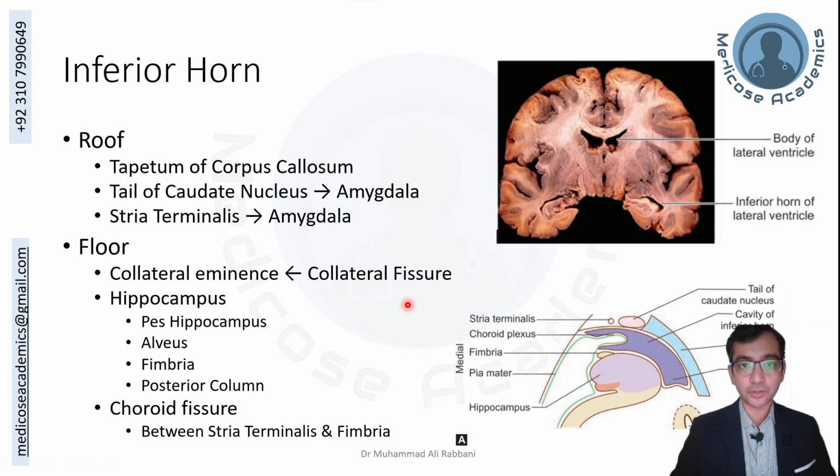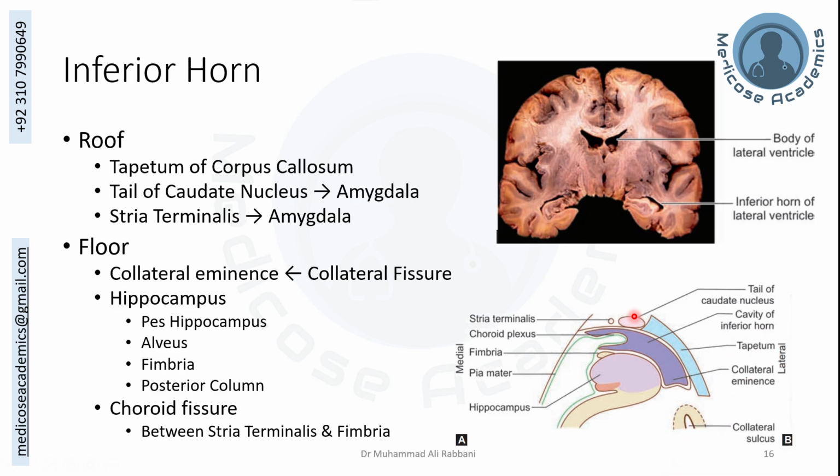So the tapetum of corpus callosum will be in the roof. On the medial aspect of the tapetum, you will see the tail of the caudate nucleus, and the tail of the caudate nucleus will go ahead and ultimately terminate at the level of the amygdaloid nucleus. And on the medial aspect of the tail of the caudate nucleus, you will see the stria terminalis. These are the fibers going to the amygdaloid nucleus, and this is the stria terminalis.